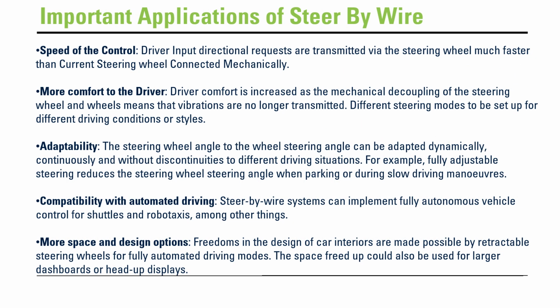So what are the important applications of steer-by-wire? The speed of the control, more comfort to the driver, adaptability, compatibility for ADAS, and more space and more design options. So first of all, speed of control. Driver input directional requests are transmitted via the steering wheel much faster, with the digital data transmitted to the electronic control unit, when compared to the mechanically connected steering wheel.